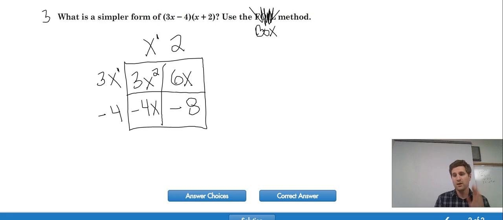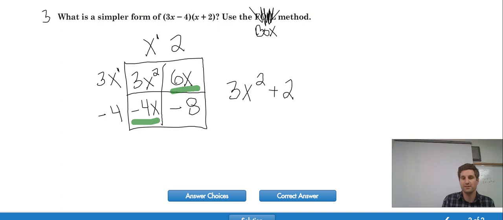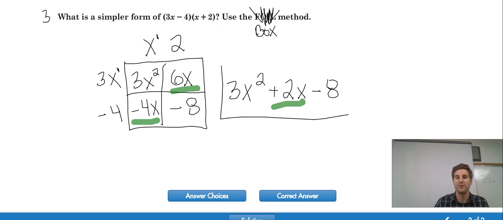What's that you say? Like terms? No way. 3x squared. Combine those like terms. Negative 4 plus 6 is going to be 2x. And then minus 8. And again, we got that 2x from combining the two like terms we had before. And we are finito. Done.